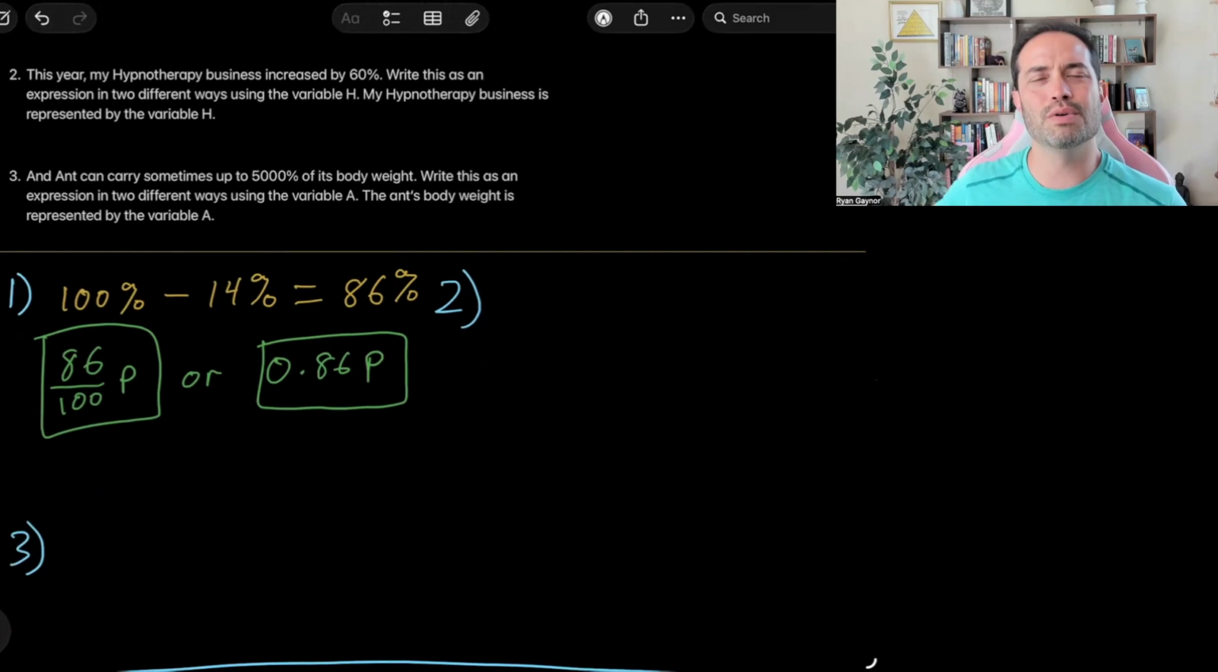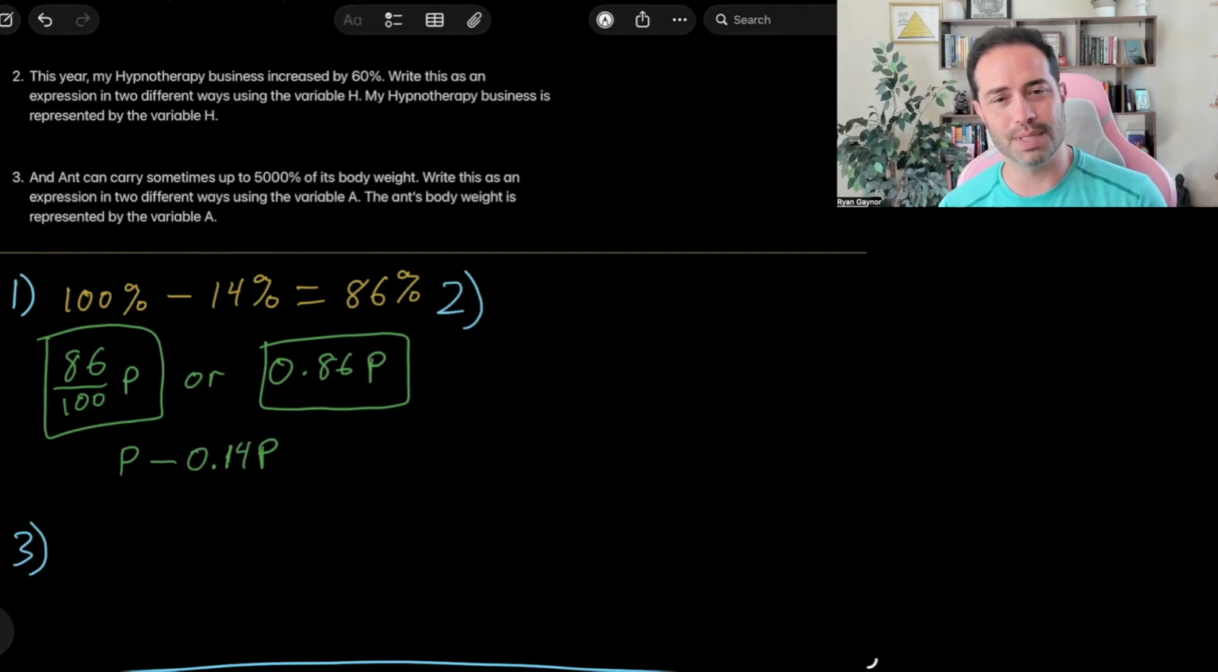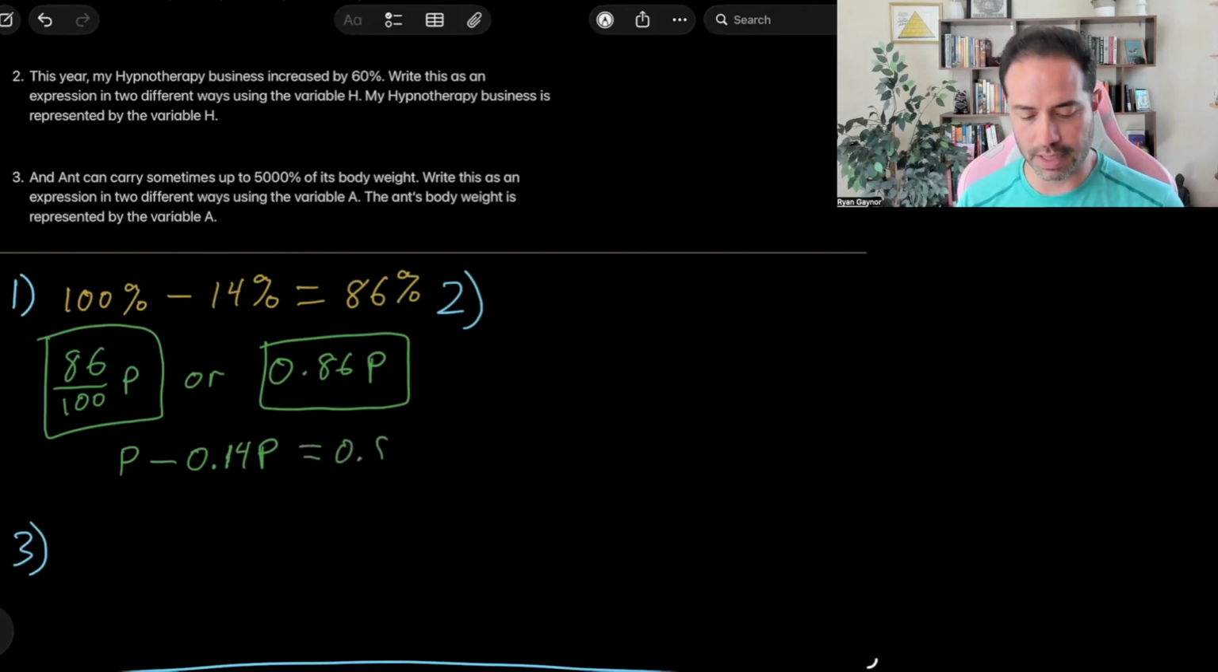Now, I want to show you a third possible choice just as a bonus. We could write this as p minus 0.14p, right? So p, which would be 1p, the number 1 represents 100%. So it really says 100% of p minus 14% of p. That would be 86% of p, right? So 0.86p. Okay, nice work. Let's look at number 2.